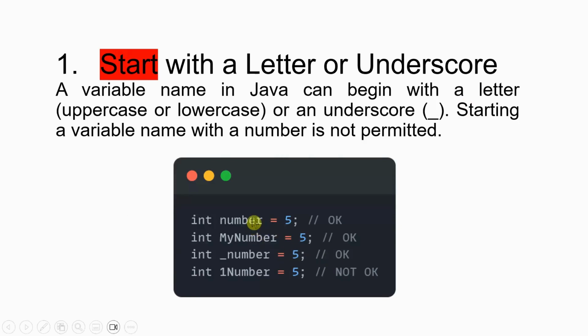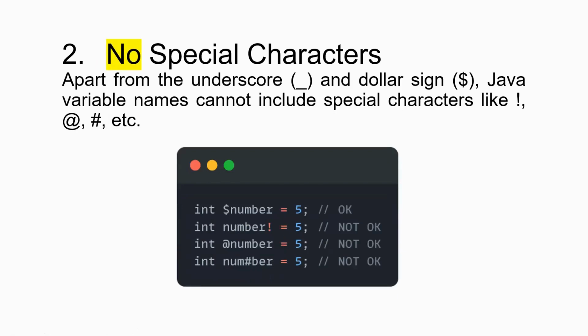Now if we look into these 4 examples here, the first variable, number, is correct because we start with a small letter. The second variable here, MyNumber, even if it's uppercase, is acceptable as well. The third example, we start with an underscore, which is also acceptable. But the last variable here, because we start the variable with a number, which is 1 here, is actually incorrect.